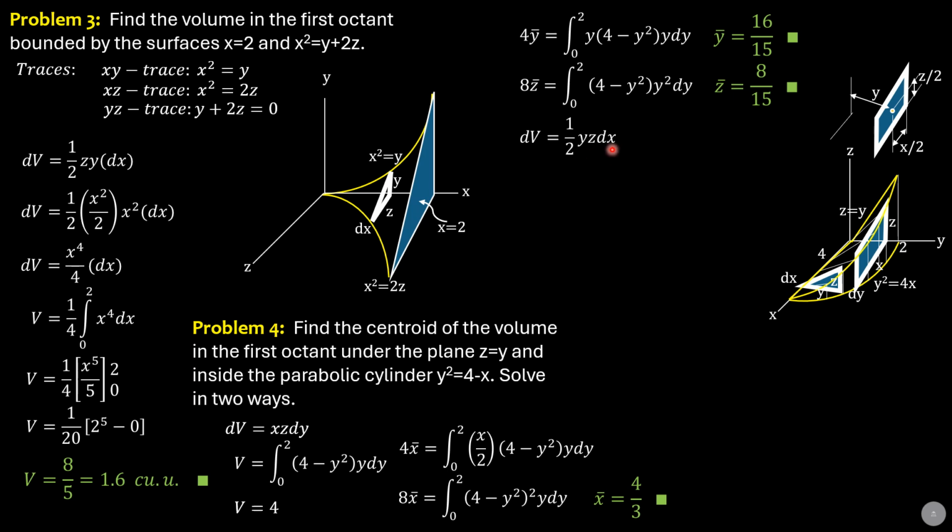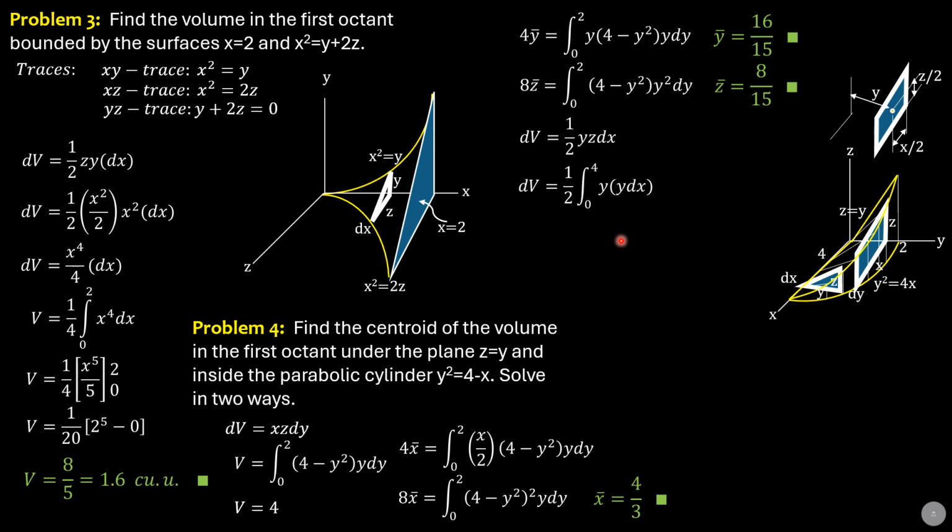Then the variable of integration is x. Limit should be 0 to 4. And y in terms of x is square root of 4 minus x. Z is equal to y, so it is again square root of 4 minus x.